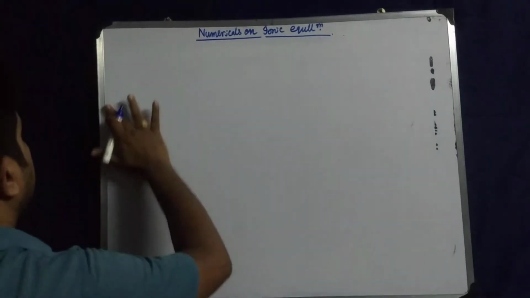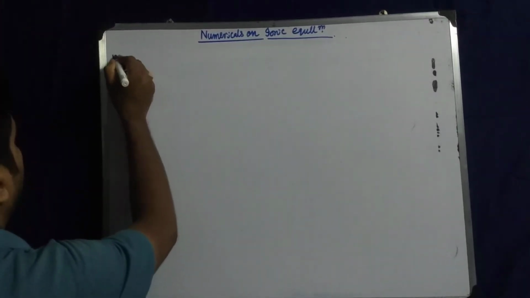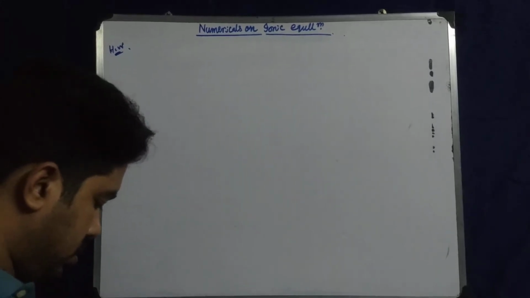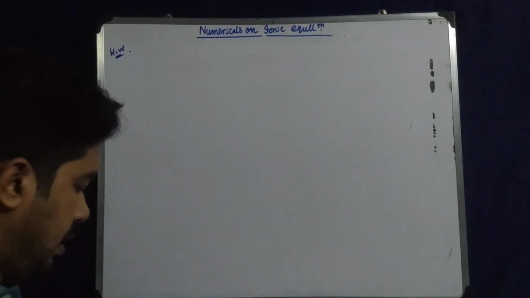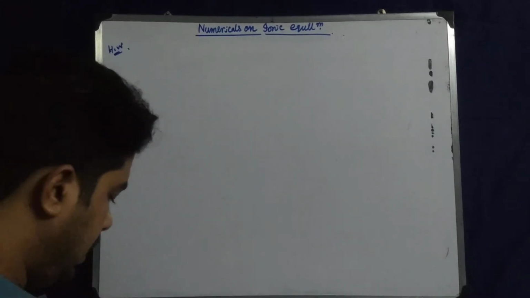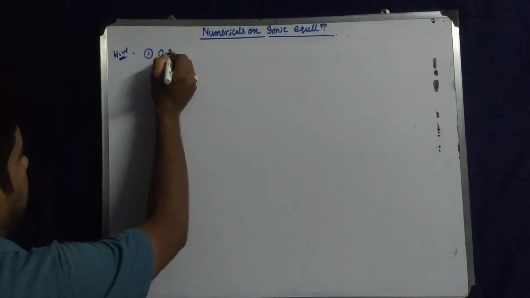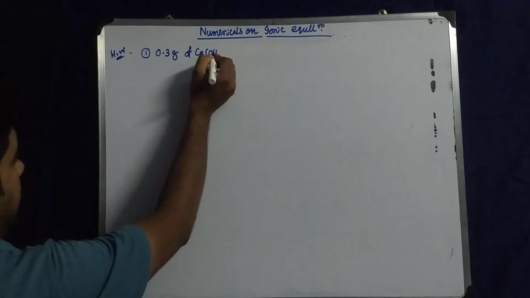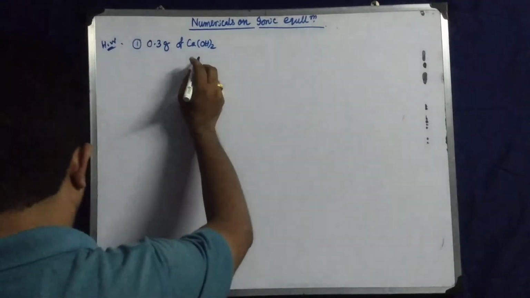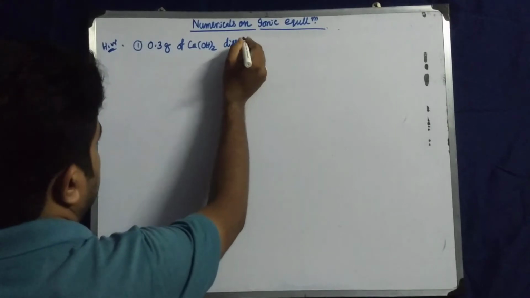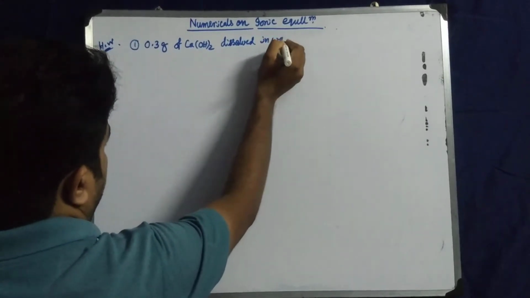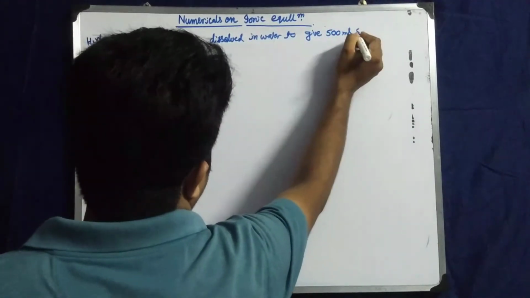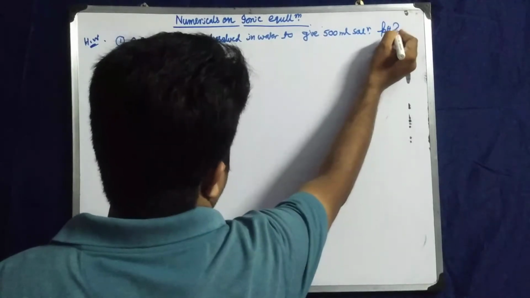So homework. What is it? Let me tell you the homeworks. Yes, there comes the homeworks. Homework number 1: 0.3 gram again of calcium hydroxide. Remember, calcium hydroxide dissolved in water to give 500 milliliter solution. Now calculate the pH.